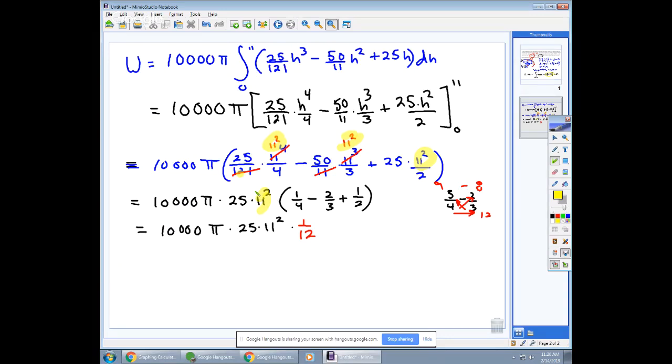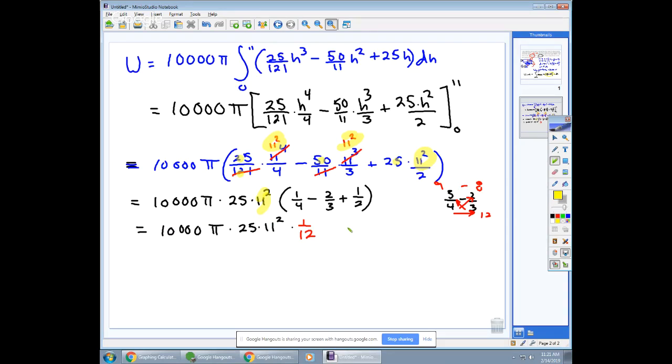With me? What else is common? Well, there's a 25 here, and there's a 25 living right there, and there's a 25 living right there. So I factored out 25 too. And that left me over here just a 1/4. Over here, it left me with 2/3. And over here, it was just a half. And so then I did a little arithmetic off to the side. 1/4 minus 2/3 plus a half happens to be 1/12. So here's the exact answer in fractional form.